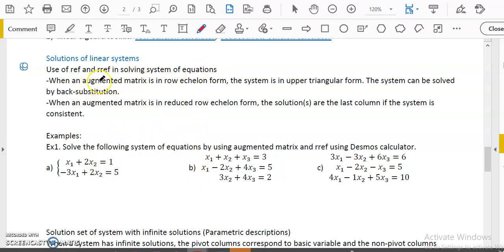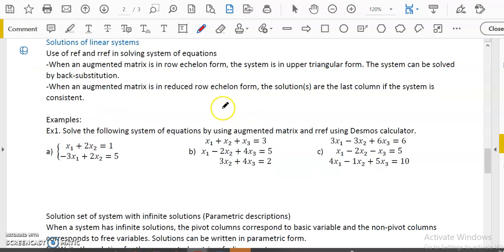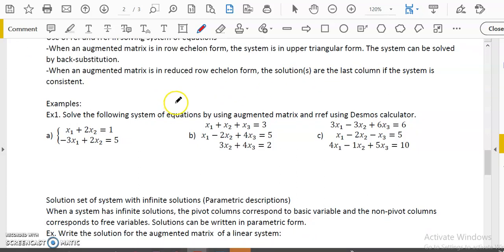When an augmented matrix is only in row echelon form, it is only in upper triangular form, so you have to use back substitution. But if it is in reduced row echelon form, RREF, then the solution is in the last column of the system, if the system is consistent. You can also use it to read off infinite solutions. So in this video, we'll touch on that. The first 3 examples are just to show you how you can do the same thing as what we have done in 1.1, but instead of using elementary row operations by hand, we just go to RREF right away and then write the answer.